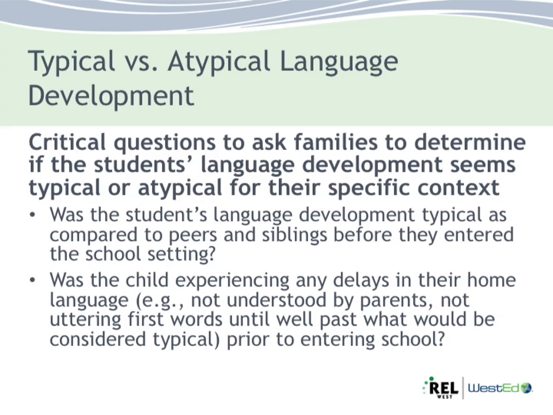Sometimes I've heard things like, well, I've always had to translate or interpret for this child to our relatives and friends. Or maybe the child didn't begin to speak until they were 2 or 3. So those things are certainly red flags that need to be noted and understood early in this process. And was the child experiencing any delays in their home language? Again, when did they first speak, and in what language, and what was early speech like?